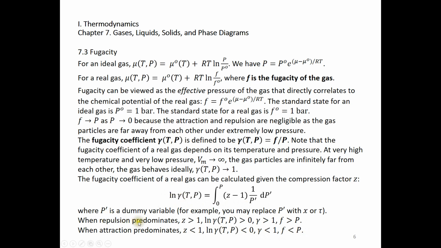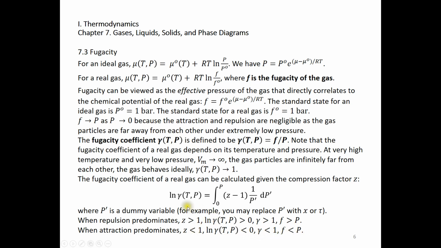When the repulsion between gas particles predominates, z is greater than 1, and over here you are integrating a positive quantity, and therefore this integral is greater than 0. Therefore, the natural logarithm of gamma is greater than 0, and then gamma is greater than 1, f is greater than p. When attraction predominates, z is less than 1, you're integrating a negative quantity, you will get a negative result here. Therefore, the natural logarithm of gamma is also negative. That means gamma is less than 1, the fugacity is less than the pressure.